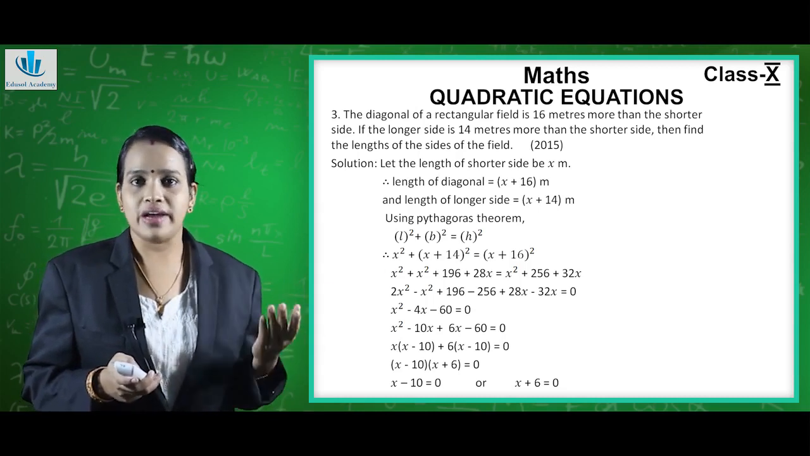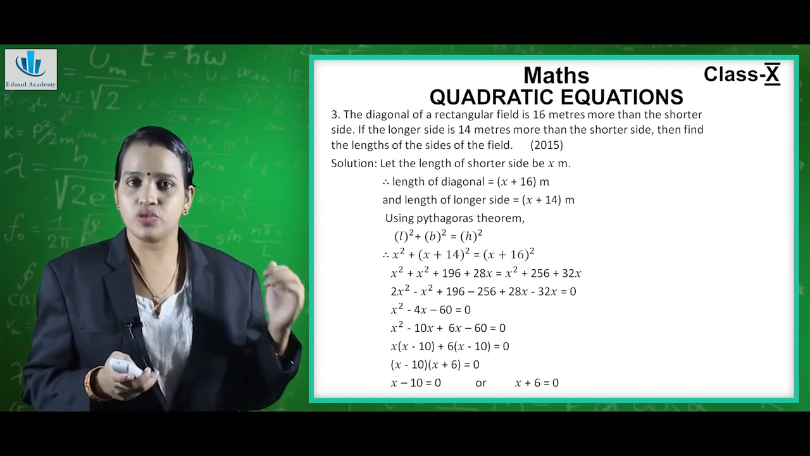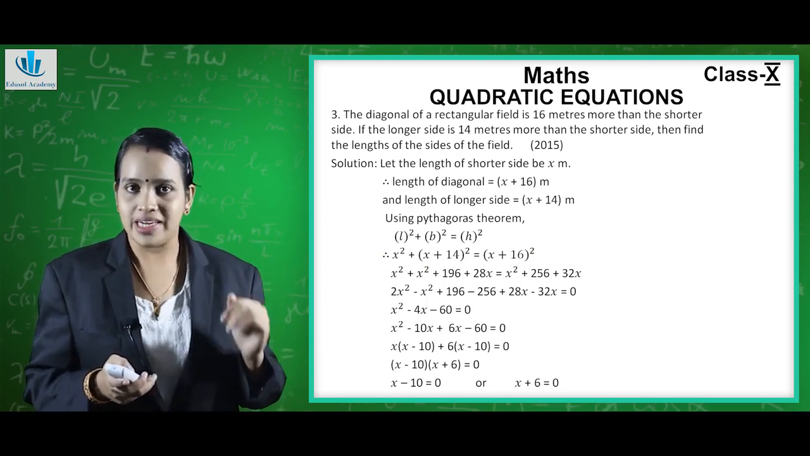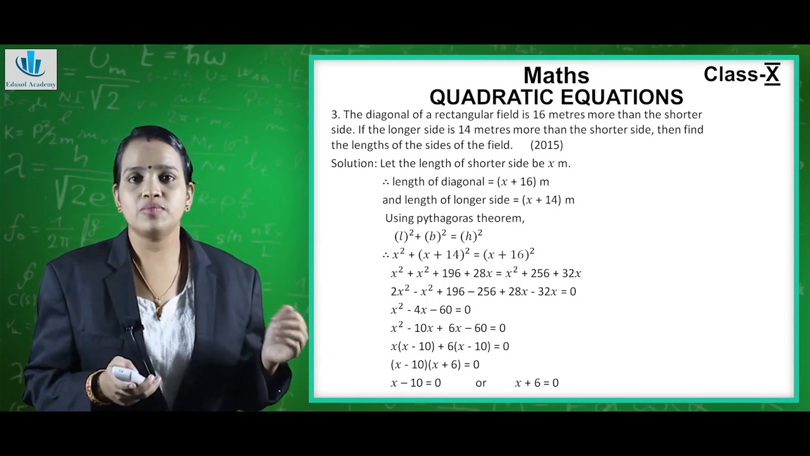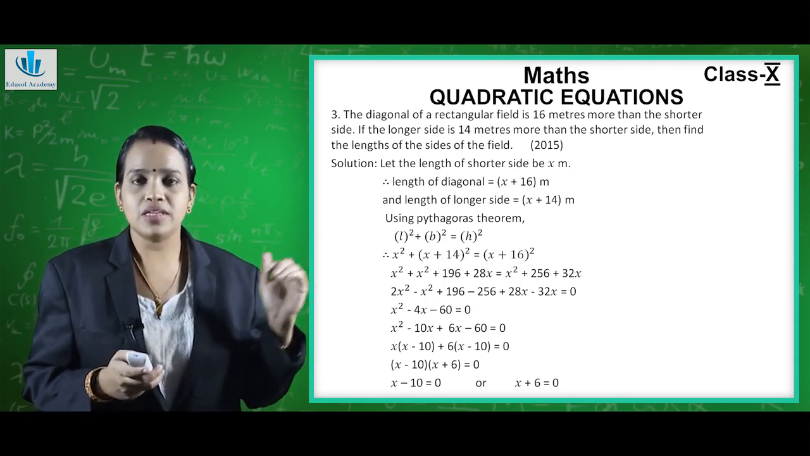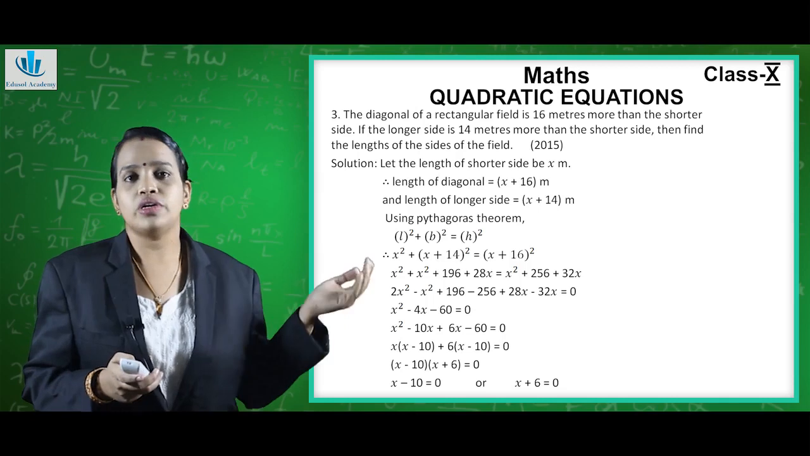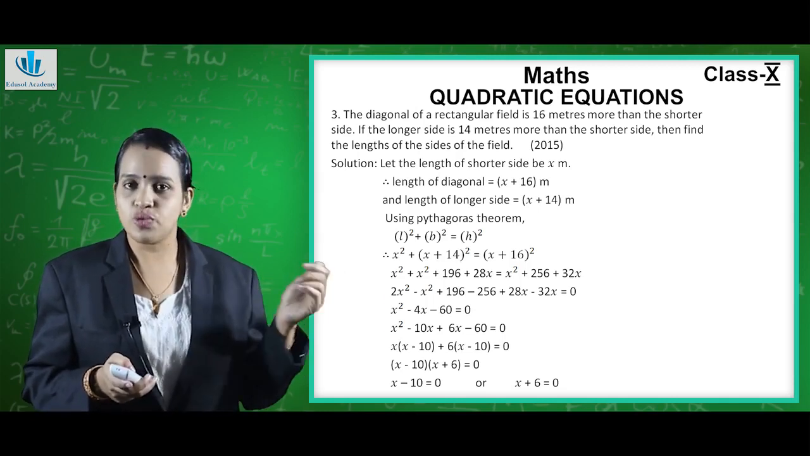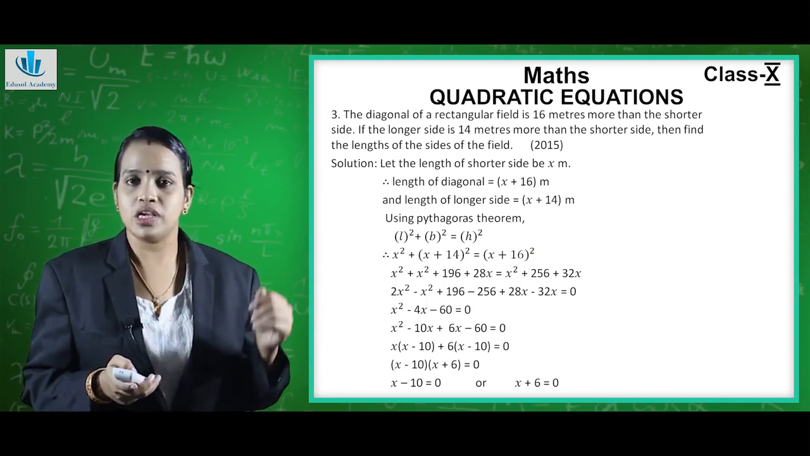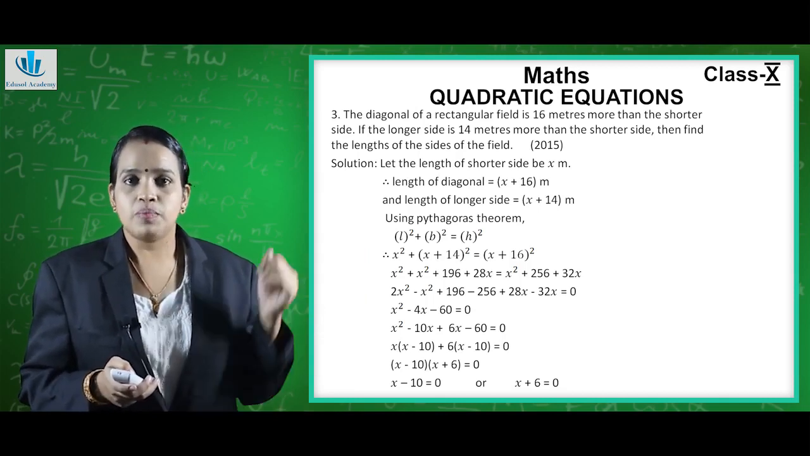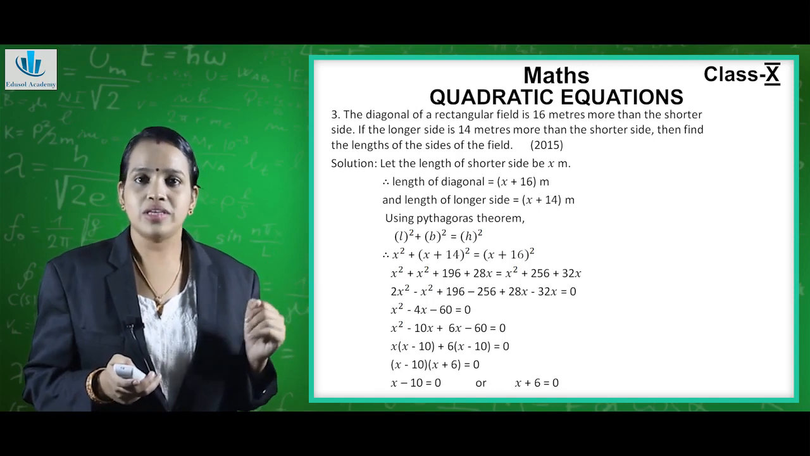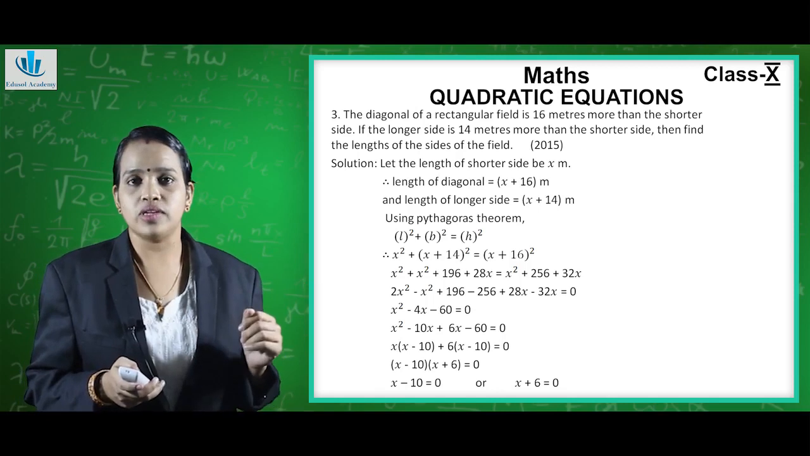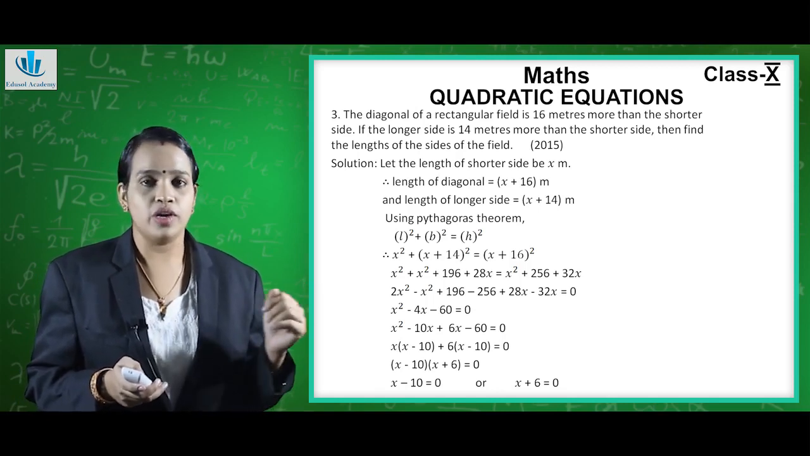Now we will take all the right hand side terms to the left hand side. So it becomes x raised to 2, it becomes minus x raised to 2, plus 196, plus 256 becomes minus 256, plus 28x, plus 32x becomes minus 32x. Now it is equal to 0. So 2x raised to 2 minus x raised to 2 gives x raised to 2, plus 28x minus 32x gives minus 4x, plus 196 minus 256 gives minus 60, equal to 0.